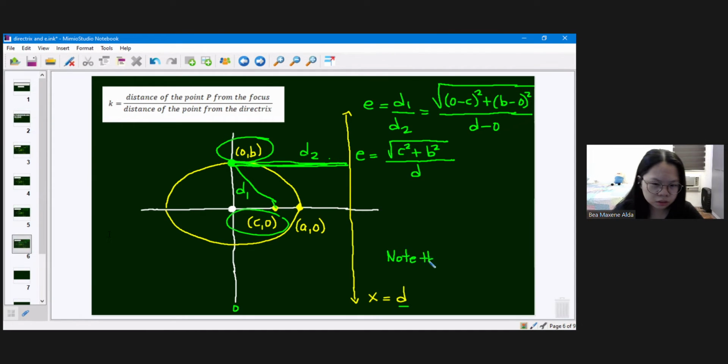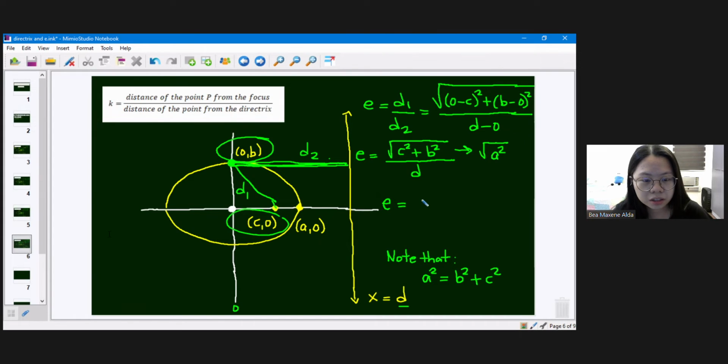Diba last time, we've derived na yung kinorelate na natin siya sa Pythagorean theorem. So, that would mean that A squared is equal to B squared plus C squared. So, ipasok natin yan, no? May square root. Ayan. Magiging A over D na lang siya. Wow. A over D na lang. Very nice, very nice.